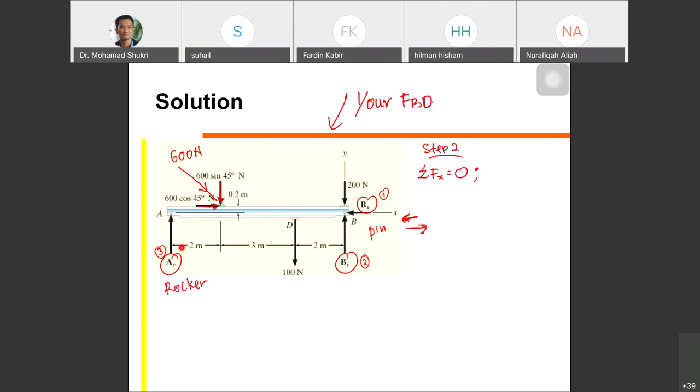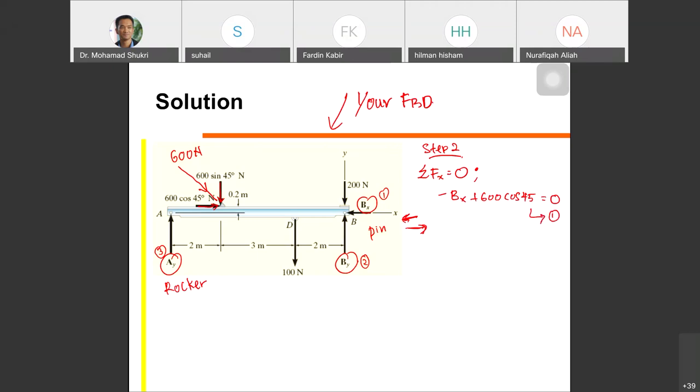But for given force, you must follow the question lah. Because it's given 100 Newton is going downwards, you must put downwards lah. You cannot put upwards because it's given. Alright, only for unknowns, you can assume the direction. For the Fx, we have minus Bx, this one, minus Bx. And then we have 600 cos 45 plus 600 cos 45 equals to 0. So this one is equation number 1.